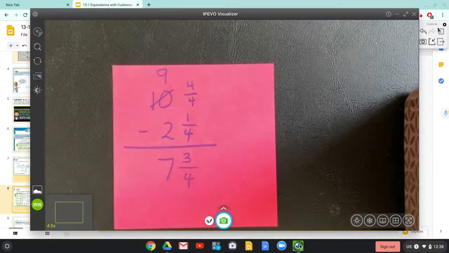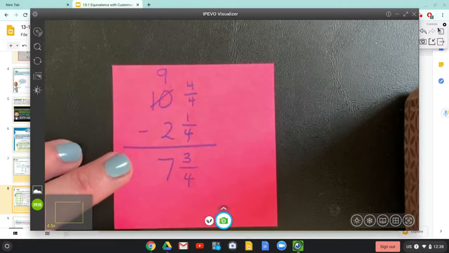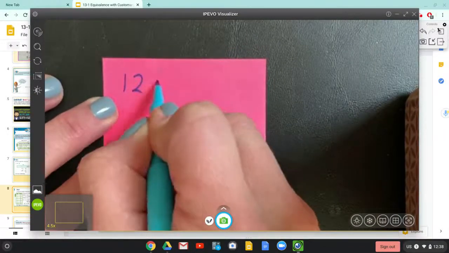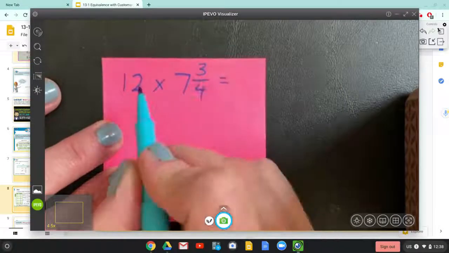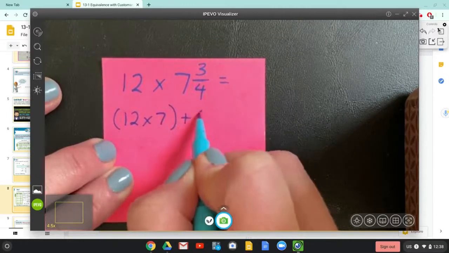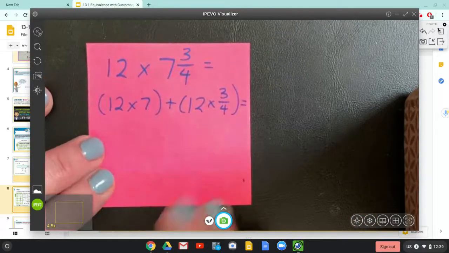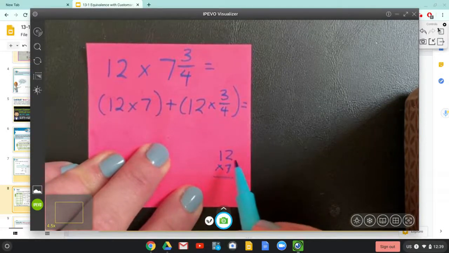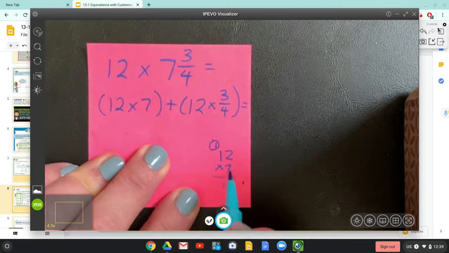So what we're going to do is use the distributive property. So here, if I have 7 3/4 and I need to multiply that by 12, remember, you can use the distributive property to break this apart. So I could do this as 12 times 7 plus 12 times 3/4. Okay, so 12 times 7, you can do that off to the side. 12 times 7. So 7 times 2 is 14, so I drop the 4 and regroup the 1. 7 times 1 is 7, plus 1 is 8.